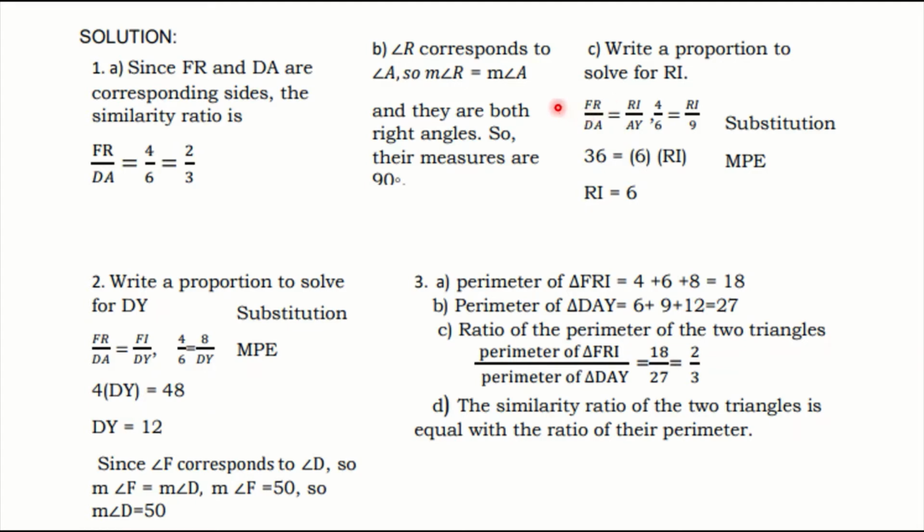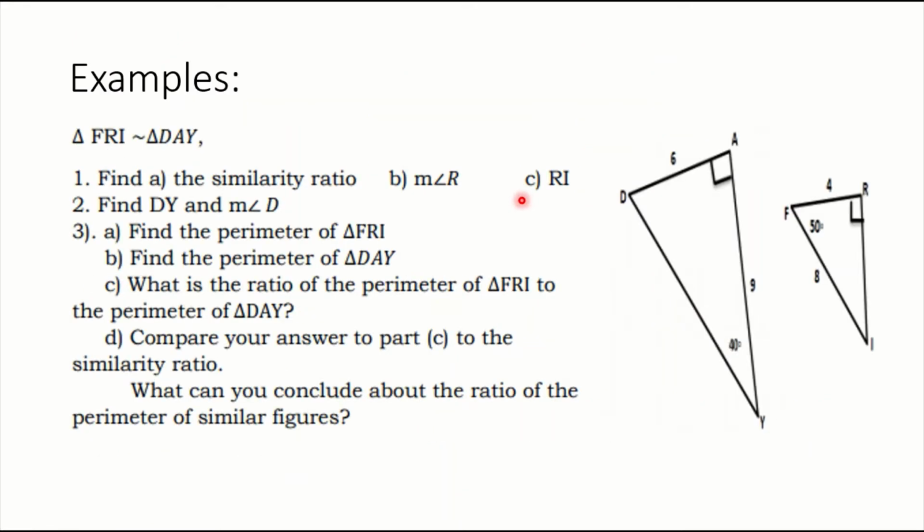Kaya ang naging solution natin dyan is FR over DA is equal to RI over AY, which is having the value of 4 over 6 is equal to RI over 9. So, by cross multiplication, this will become 9 times 4 is 36 and 6 times RI is 6 RI. Then, divide natin sila both sides by 6. So, therefore, RI is equal to 6. So, the value of RI here is 6.